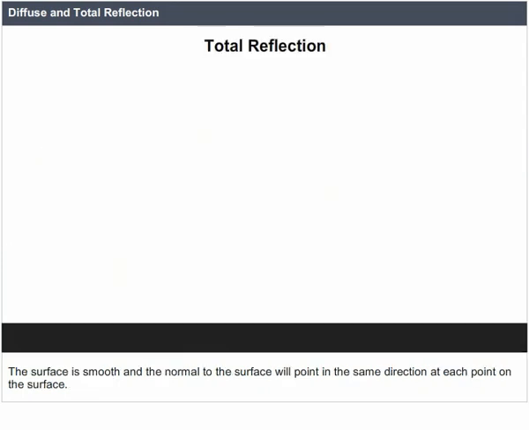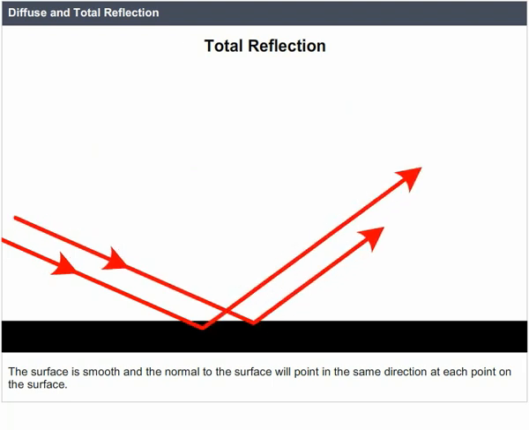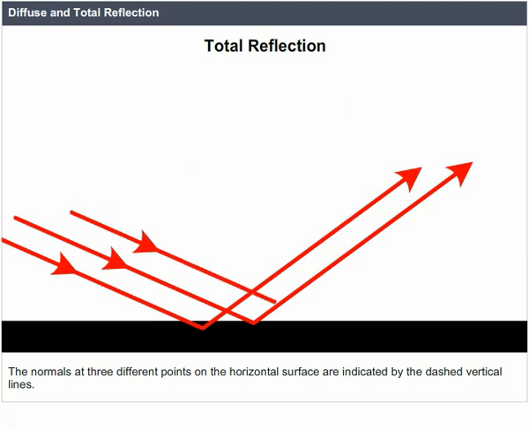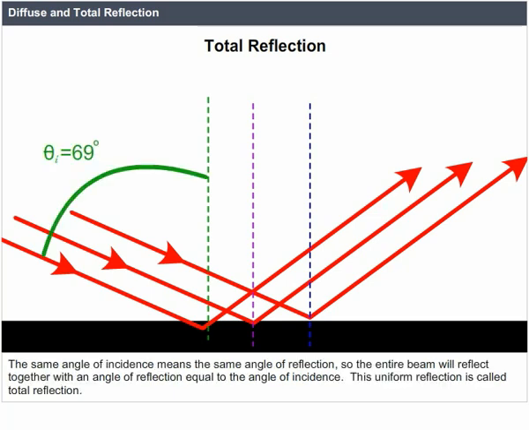Total reflection. The surface is smooth, and the normal to the surface will point in the same direction at each point on the surface. The normals at 3 different points on the horizontal surface are indicated by the dashed vertical lines. As the beam strikes the surface, each region of the beam of light will produce the same angle of incidence. The same angle of incidence means the same angle of reflection, so the entire beam will reflect together with an angle of reflection equal to the angle of incidence. This uniform reflection is called total reflection.